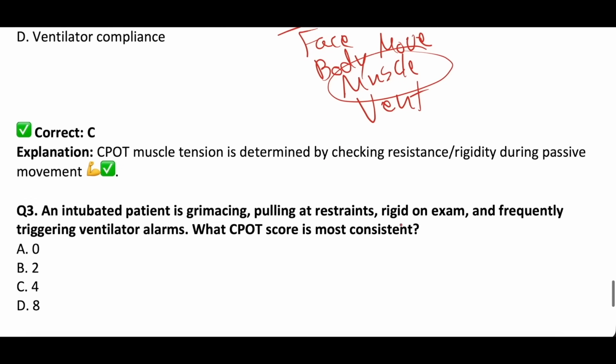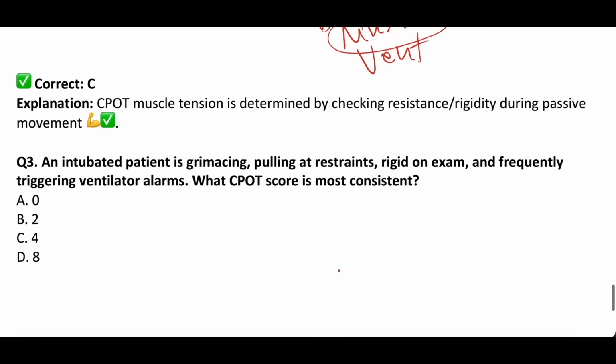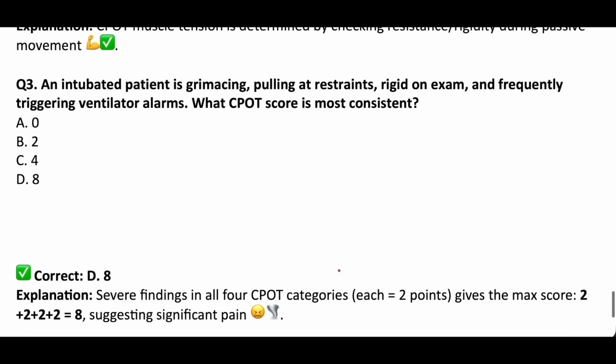And then question 3, an intubated patient is grimacing, pulling at restraints, rigid on exam, and frequently triggering ventilator alarms. What CPOT score is most consistent? A, 0, B, 2, C, 4, D, 8. Correct answer is D, 8. So there's severe findings in all 4 domains, and we'll just write them out.